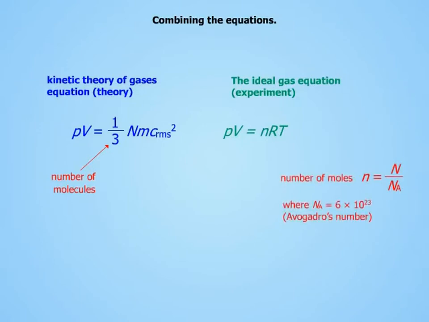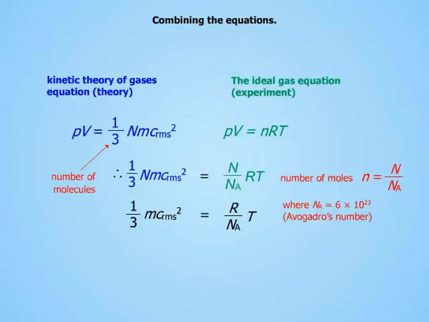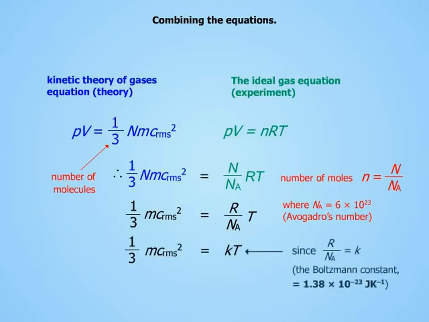We can now equate the right-hand side of the two equations, replacing small n, the number of moles, by N divided by N_A. Notice that n cancels. But R, the molar gas constant, divided by N_A, Avogadro's number, is known as the Boltzmann constant k. This allows us to simplify the equation. This last equation implies something quite profound. Let's see.